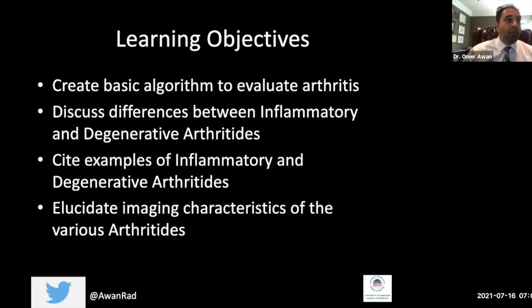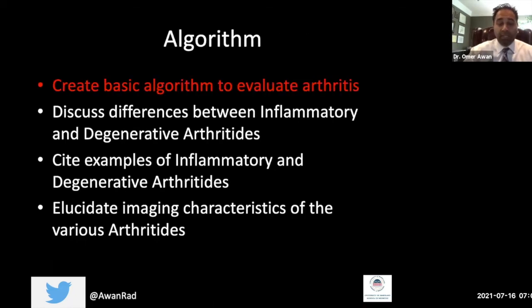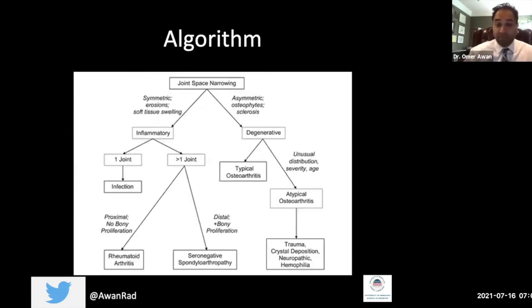Okay, so what we're going to do today is we're going to just describe a basic algorithm to evaluate arthritis, which I think is very helpful in stratifying all the arthritides when you're examining them radiographically. Discuss the difference between inflammatory and degenerative arthritises. I think those are the 2 overarching categories for arthritis. Deciding is it degenerative or is it inflammatory? And we're going to give specific examples of each of those and then talk about the imaging findings with all of those arthritises. And you're only going to see plain films today. Unfortunately, you're not going to see any CTs, you're not going to see any MRIs.